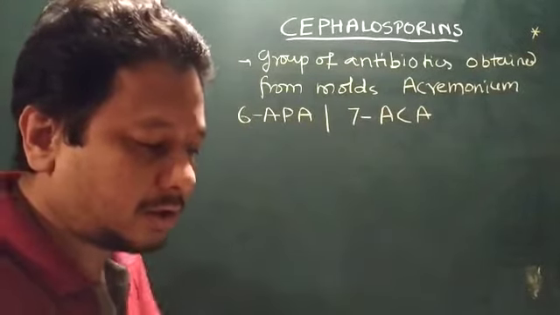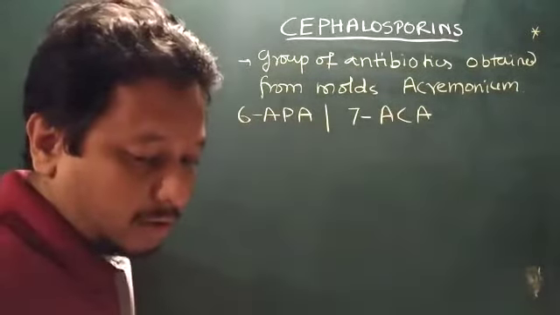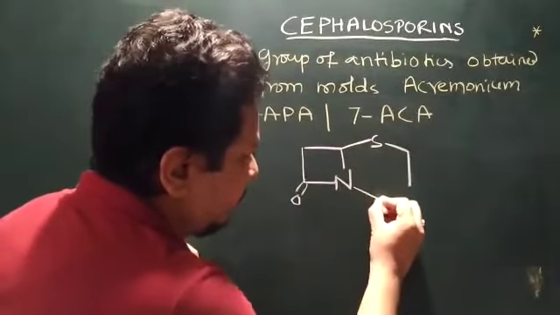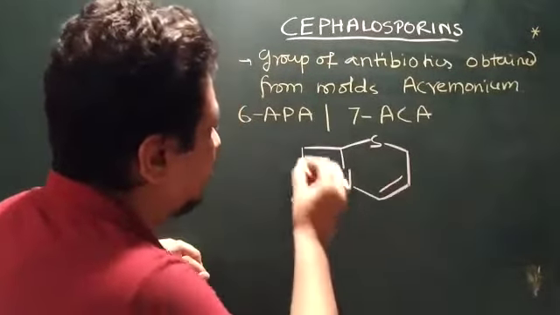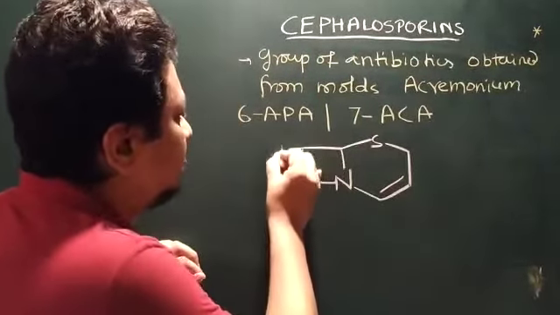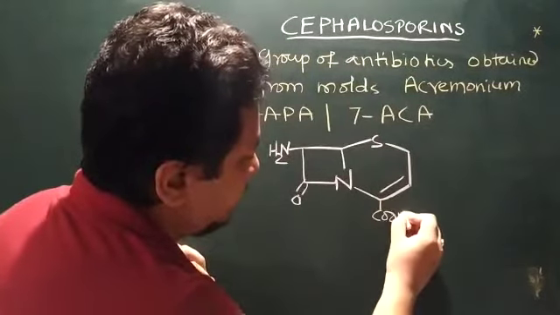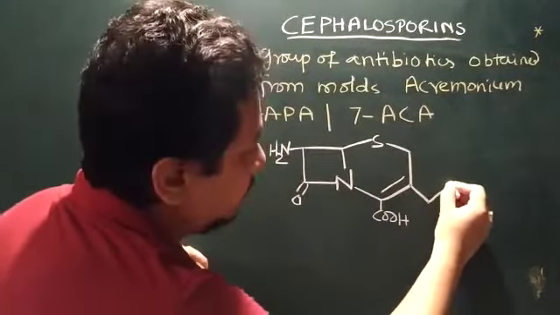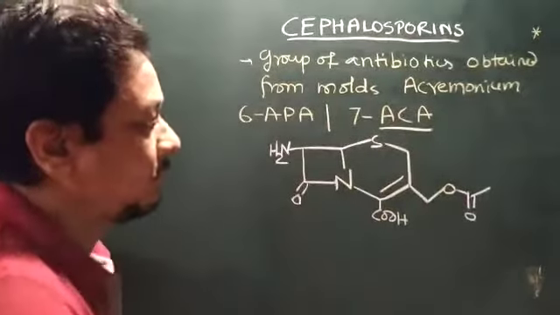If you see, the structure has a 7-member ring, total 8 members, sorry, because it's 7-amino. So this is sulfur, the cephem double bond. This is an amino group, and over here you have a COOH, and if you add this functional group, then it becomes 7-aminocephalosporanic acid.